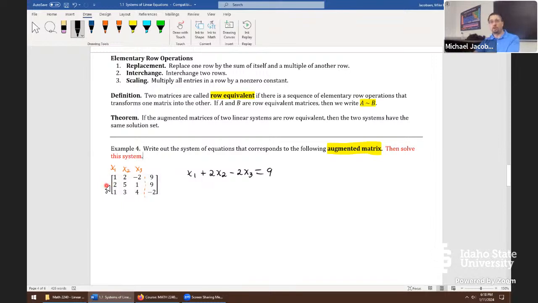So row 2 goes 2, 5, 1. So it's 2x1 plus 5x2 plus x3 equals 9 as well. And for row 3, it goes 1, 3, 4. So x1 plus 3x2 plus 4x3 is -2. So there it is. That's the original system of equations captured by that augmented matrix.